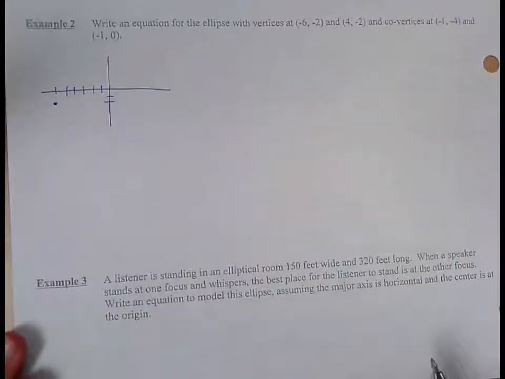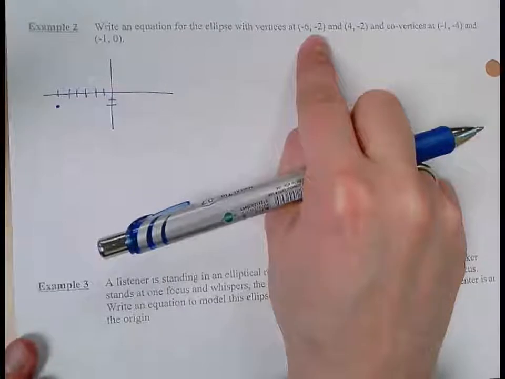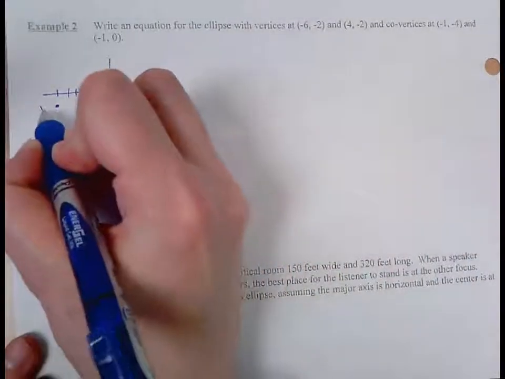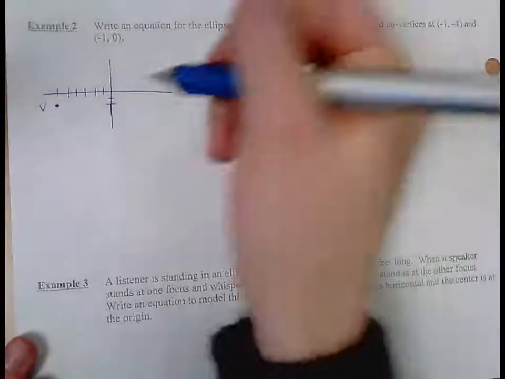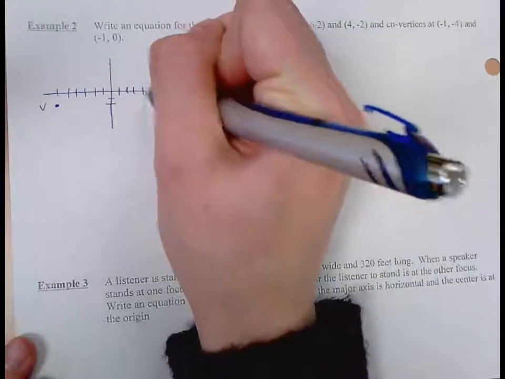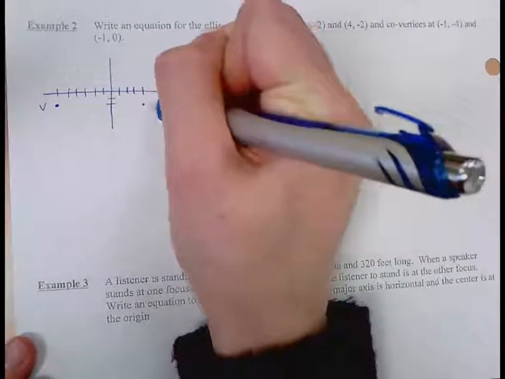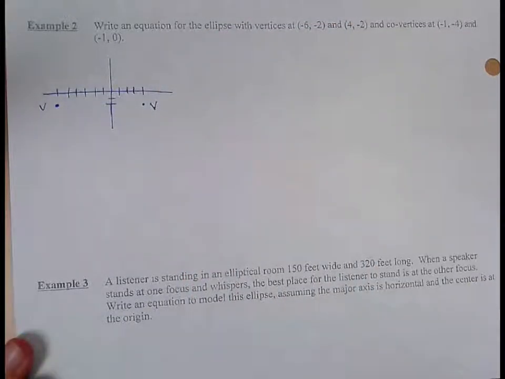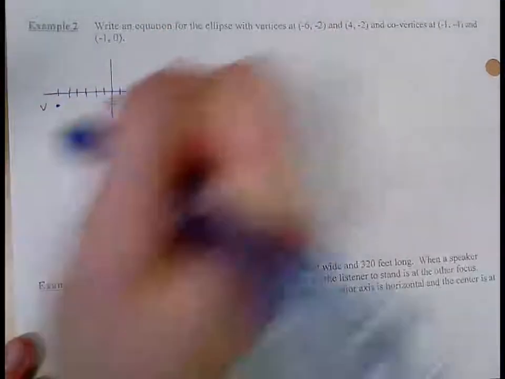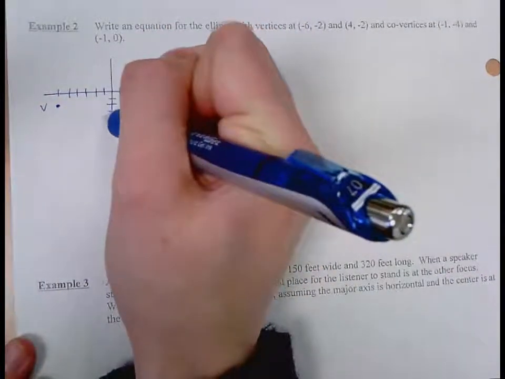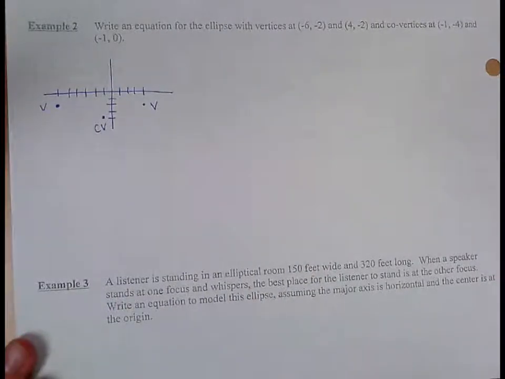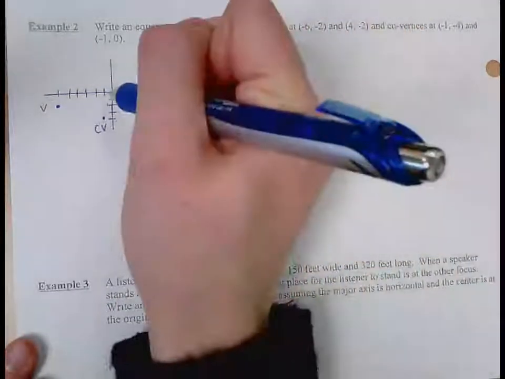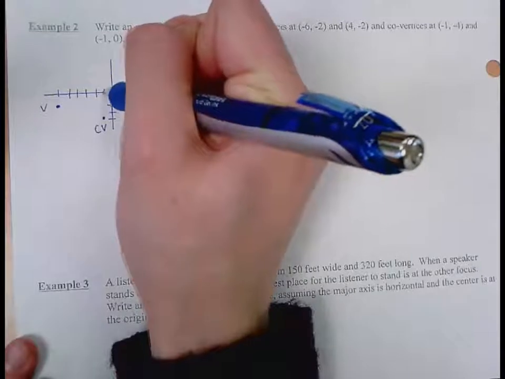And I usually put by the points, like I sketched -6, -2, I'm going to put a V by it to remember that's a vertex. And then the same with 4, -2, that's a vertex. And then co-vertices are -1, -4. I usually put CV by those for co-vertex. And then -1, 0.